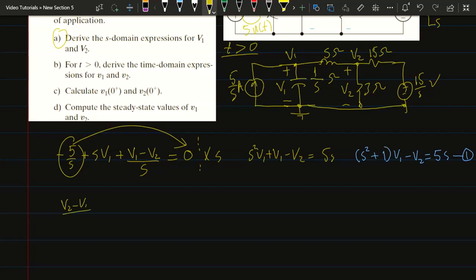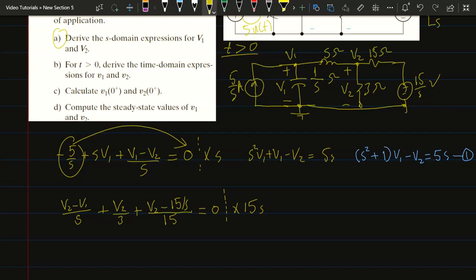v2 minus v1 over s plus v2 over 3 plus v2 minus 15 over s over 15. And this is equal to 0. And to simplify and get rid of all the fractions, I'll multiply both sides by 15s. Now this is s, not 5.